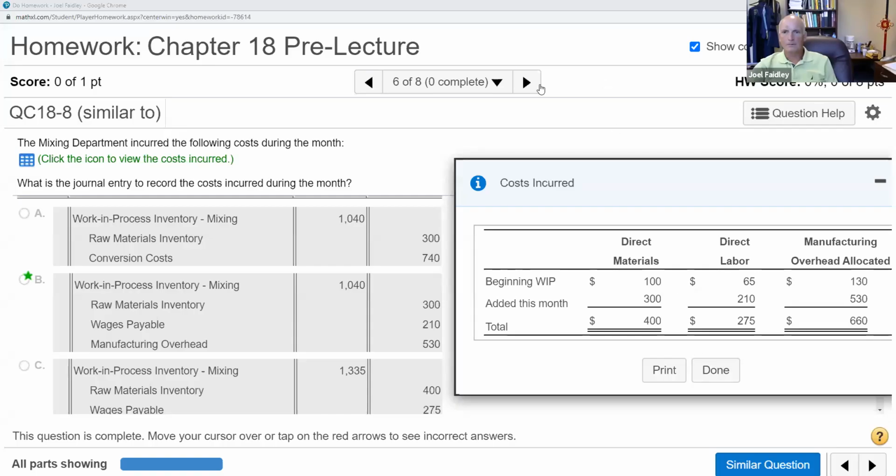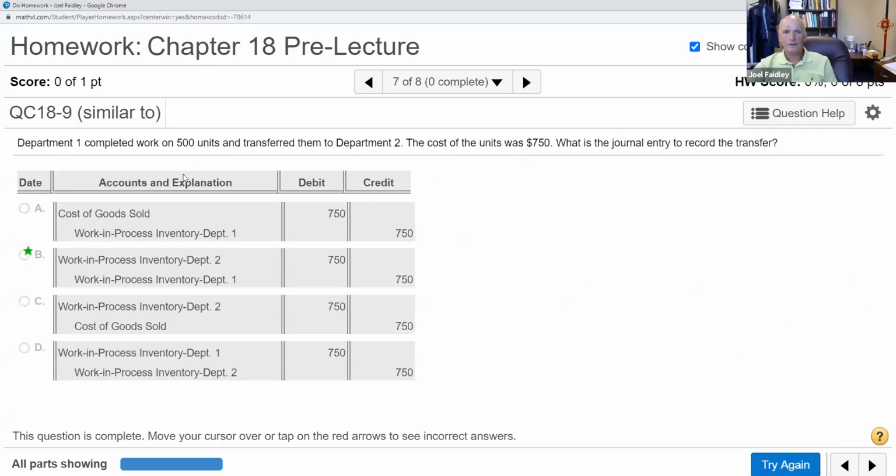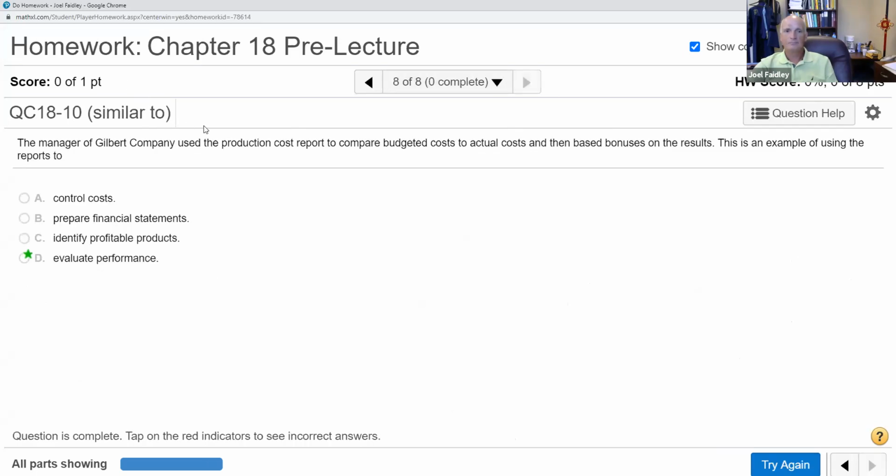All right, number 7. Another journal entry, that's an easy one. Out of Department 1 into Department 2, $750. Uses this production cost report to evaluate performance. Production cost report. All right, so that's the pre-lecture. Let's go ahead and look at the next one.